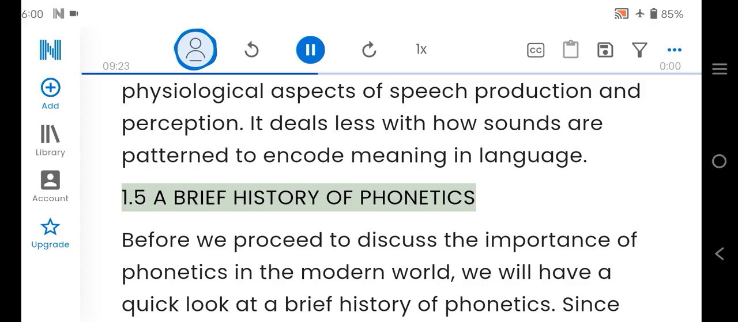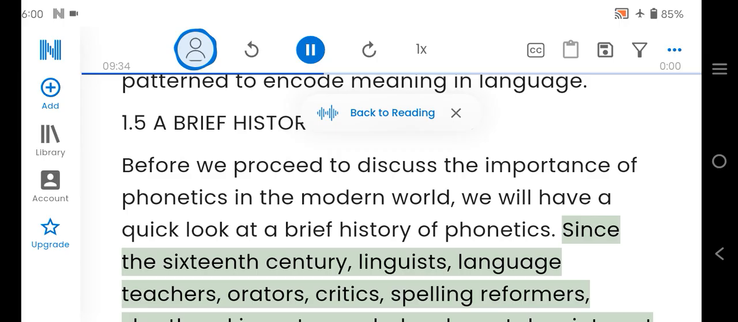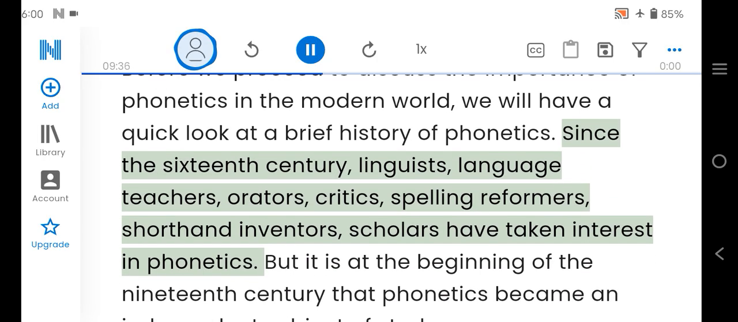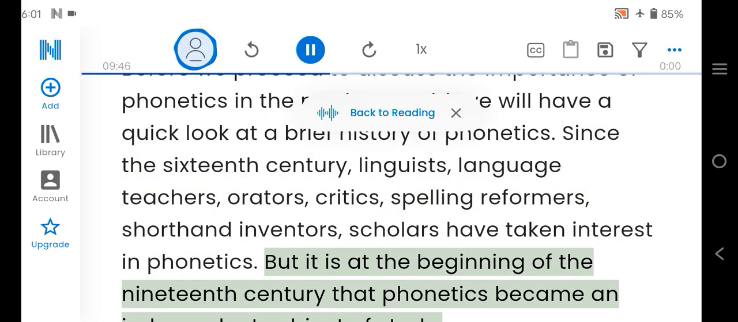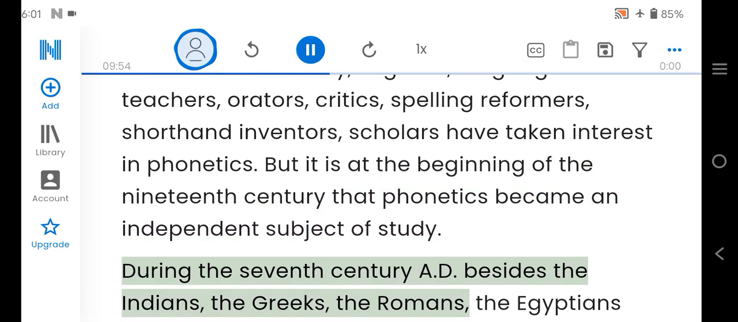1.5 A brief history of phonetics. Before we proceed to discuss the importance of phonetics in the modern world, we will have a quick look at a brief history of phonetics. Since the 16th century, linguists, language teachers, orators, critics, spelling reformers, shorthand inventors, and scholars have taken interest in phonetics. But it is at the beginning of the 19th century that phonetics became an independent subject of study.